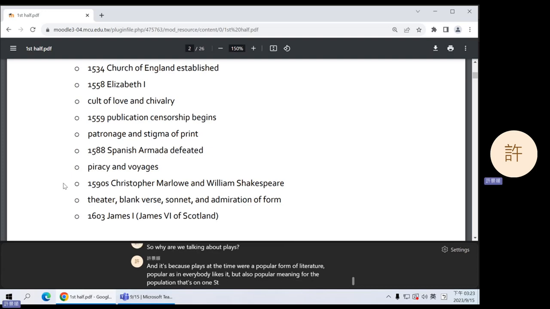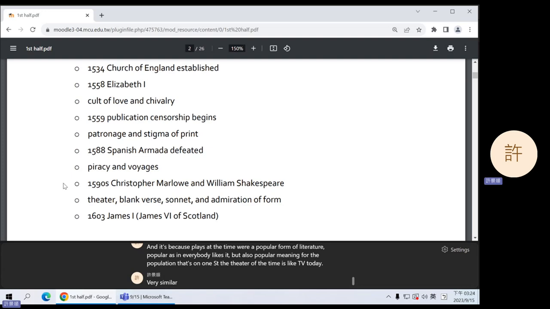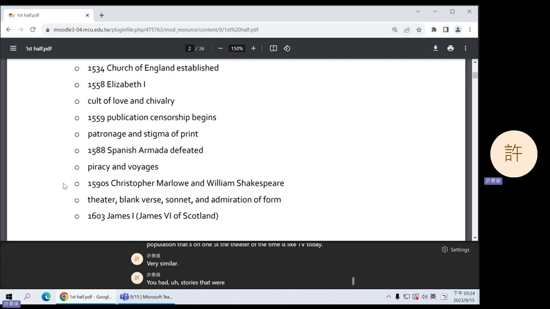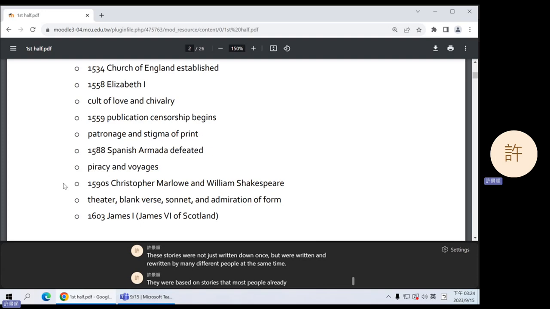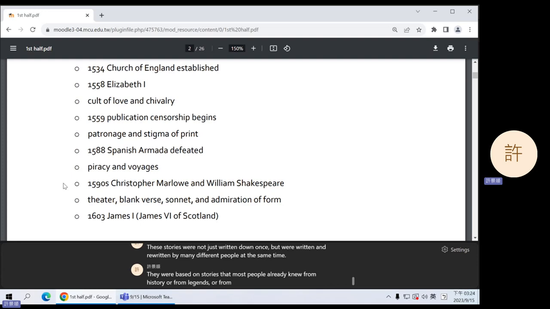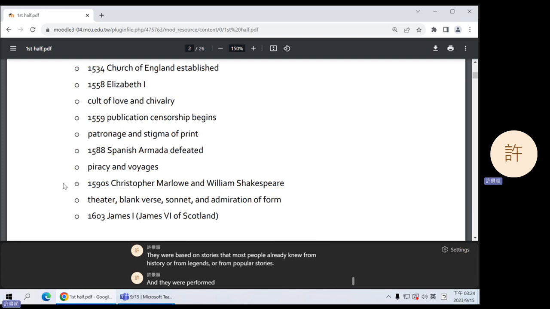大众文学. The theater of the time is like TV today. Very similar. You had stories that were exciting, emotional, and easy to understand. These stories were not just written down once, but were written and rewritten by many different people at the same time. They were based on stories that most people already knew from history or from legends or from popular stories. And they were performed for everybody. High class, low class, royalty, nobody. If you had, I think it was 5 pence, 五分钱, you could enter the theater and watch your performance.